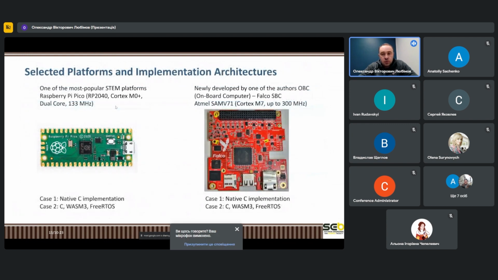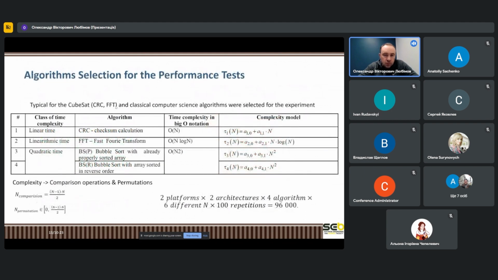So to be able to simulate and understand how the real hardware actually works, we took two platforms. On the left side, you have the Raspberry Pi Pico, which is a super popular platform. It's used everywhere. And we did two software implementations: native C, and using the interpreter with FreeRTOS. And on the right side, you can see a fully tailored platform for the CubeSat, developed as part of my PhD work, because we want to use it for the upcoming National Aerospace University satellite. And that's what we obviously want to see how it performs. To be able to assess the performance, we took three typical and well-known algorithms in computer science.